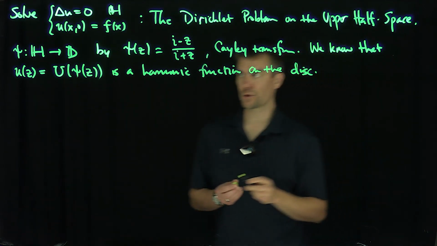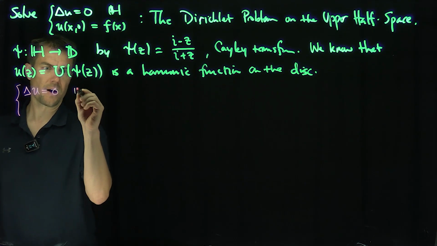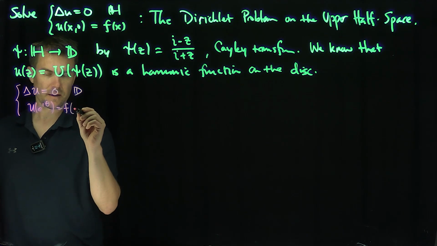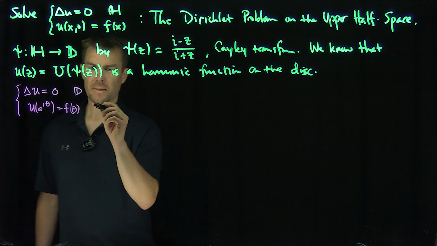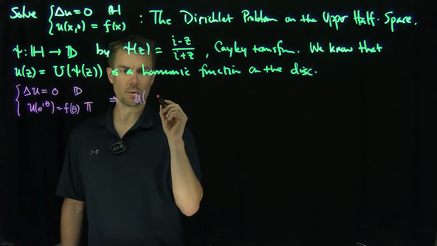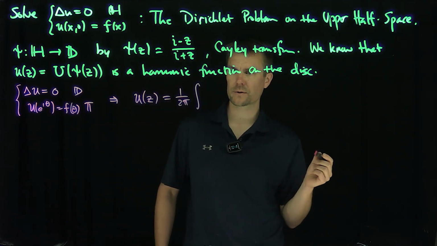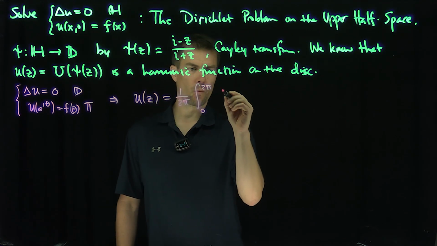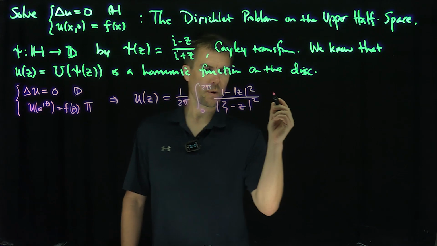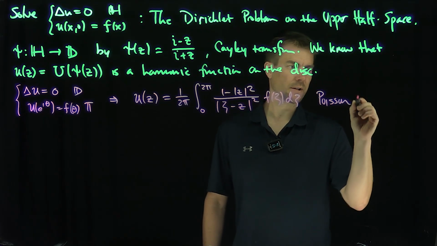Great. Recall for a harmonic function, if we were to solve Laplacian u capital equals 0 on the unit disk, with u capital of e to the i theta being f of e to the i theta, just f of theta, on the circle, then we know that u of x and y, u of z, can be written how? u of z is 1 over 2 pi, the integral over the circle, so 0 to 2 pi, of 1 minus mod z squared over mod zeta minus z squared, times f of zeta d zeta. And this is the Poisson integral formula for the disk.